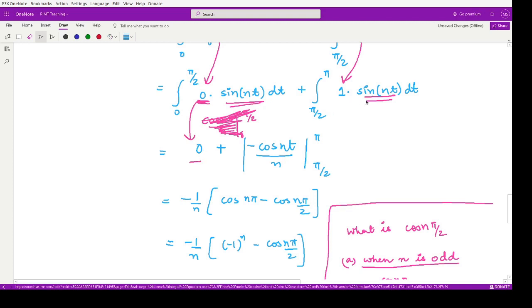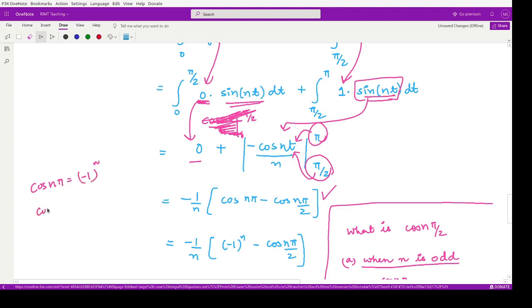So next, you will only perform the integration of this function sine nt, because it is being multiplied by 1. So its integration is minus cos nt divided by n, and the limits vary from pi by 2 to pi. When you substitute t is equal to pi here and t is equal to pi by 2 here, you have this expression. So you know what is the value of cos n pi. Cos n pi is equal to minus 1 raised to power n.